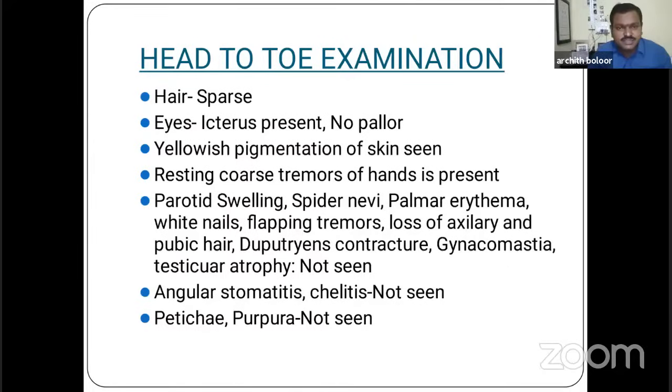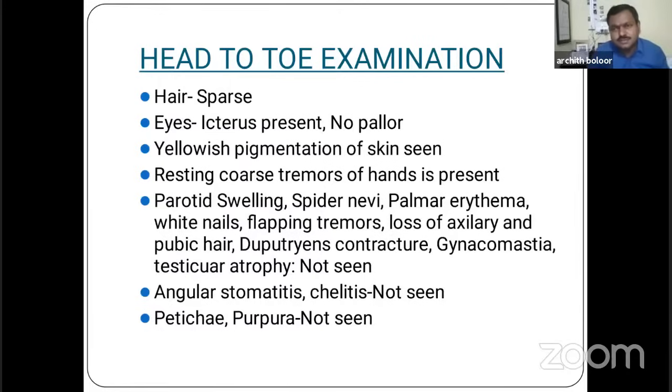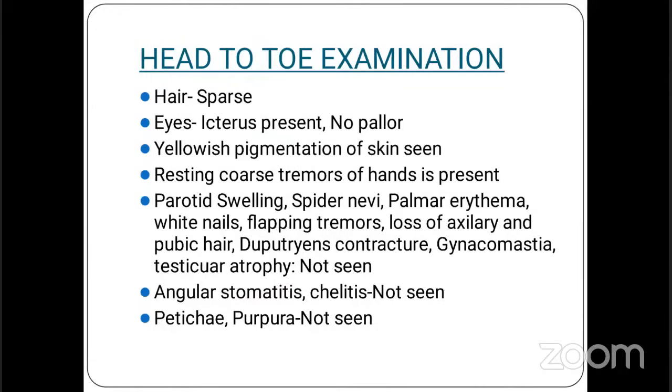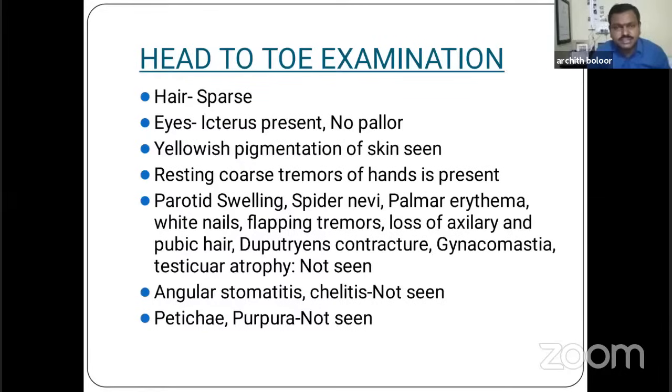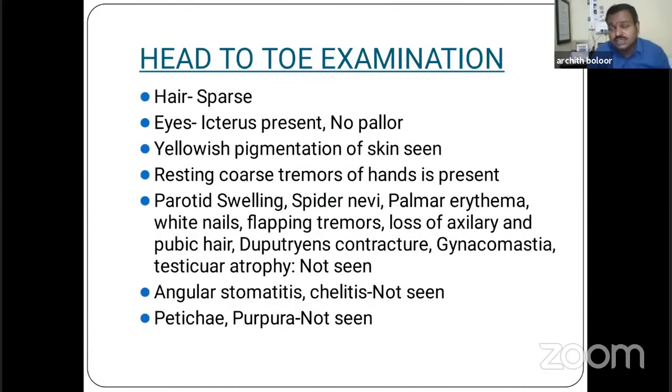Okay, so what are the signs of liver cell failure this patient has? Sparse hair. Okay, sparse hair is not specific, but yes, you can consider. Icterus. That's the only sign which says that the liver is involved here. So icterus is present. The other things are not there. Okay, so what would it mean to you? All these signs are usually seen with chronic liver disease. See, the two signs which can be seen in acute liver disease.